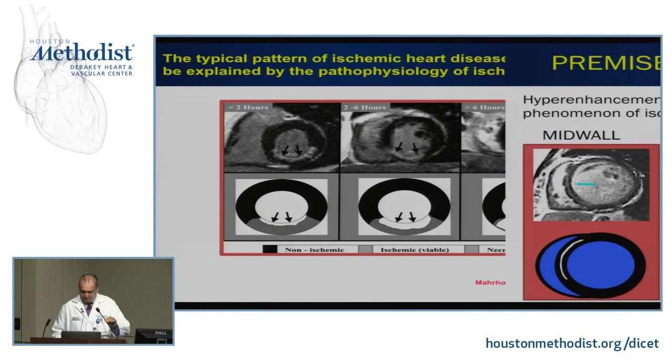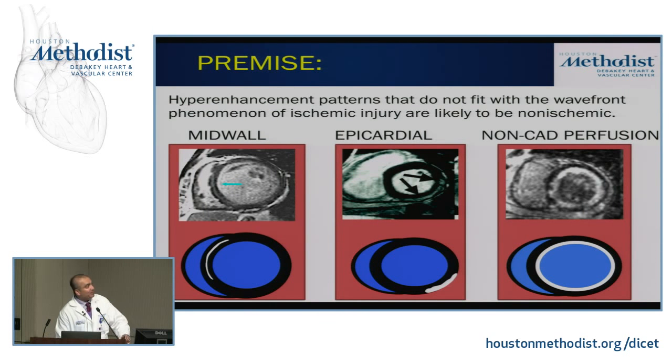So if you see a pattern of hyperenhancement or pattern of fibrosis that's confined to the middle of the myocardium, that's a clue that this is not due to an ischemic etiology, that in fact this is non-ischemic fibrosis. If you have epicardial hyperenhancement, again, sparing the subendocardium, and then lastly, if you have kind of this global pattern of subendocardial hyperenhancement, that's also a clue that this in fact is a non-coronary pattern of injury.